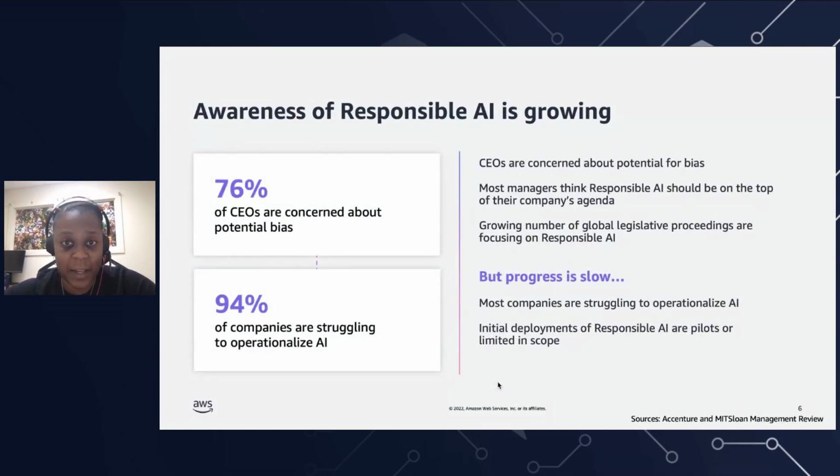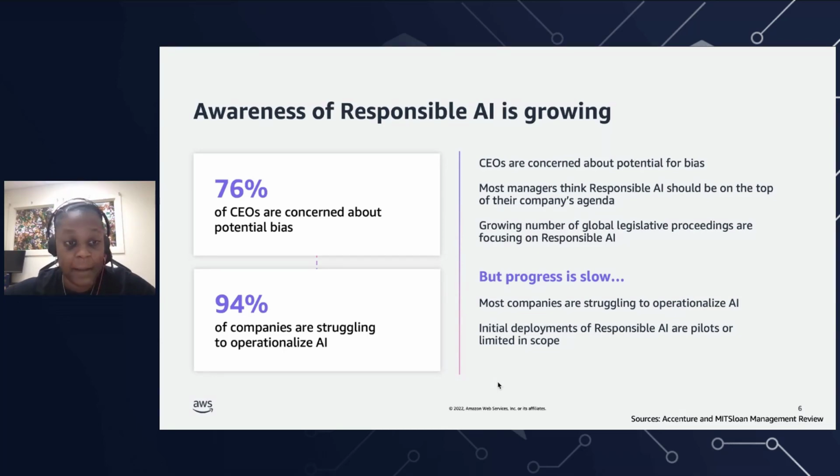So the awareness of responsible AI is growing, fortunately. 76% of CEOs are concerned about potential bias. Most managers think responsible AI should be at the top of their company's agenda, which I definitely agree with. Also, a growing number of global legislative proceedings are focused on responsible AI, which makes me very happy to see that many legislators, organizations and institutions are often enforcing policies when they're not even sure about how the technology works. And so it's definitely good to see that more and more people are getting focused on this type of topic.